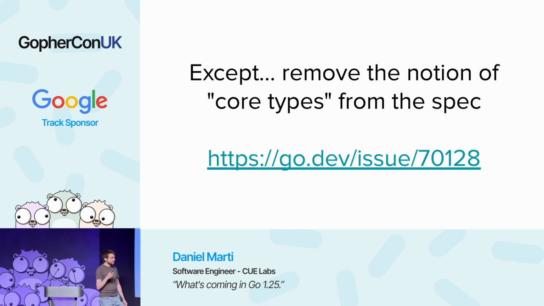Except that the spec has removed the concept of core types, but that's purely just a conceptual change. The semantics of the language are exactly the same. It's just that if you read the spec, you used to have to learn what a core type was, but I'm willing to bet that most of you don't even know what that is, because ultimately it doesn't affect anything. It was just a concept.